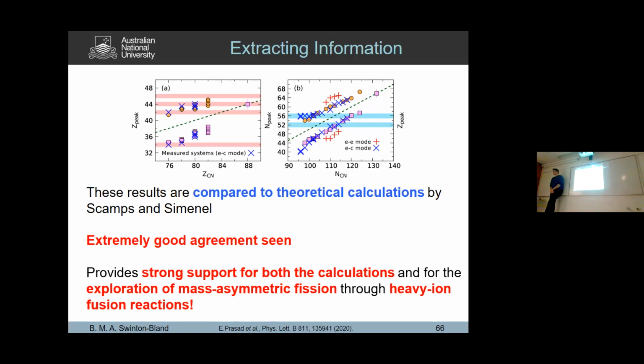So there's a kind of sweet spot where you've got enough cross section, you've got enough shell effect, and that's where you get the most information. How do you know where to go?